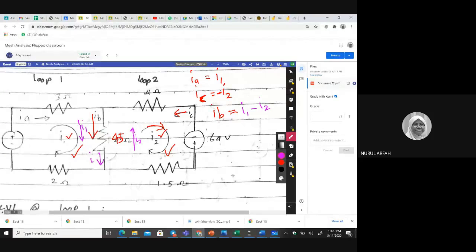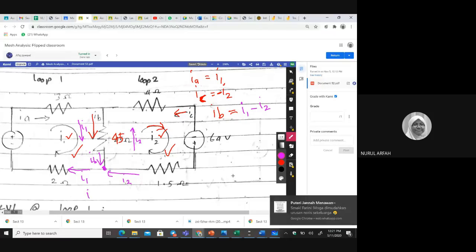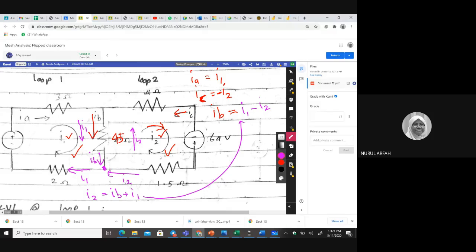This is IB, right? And you know that I2 is going this way at this node, and I1 is going that way to the left side. So what you can do, you apply KCL at this node. So what is IB equal to? You just do the KCL, I2 equal to IB plus I1. So is it the same as this one? Is it equal?